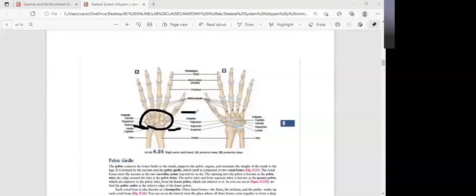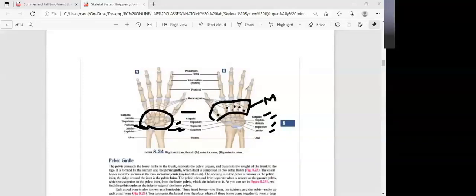In there, you're going to have the triquetrum, trapezium, scaphoid, capitate, hamate, trapezoid, and lunate. These bones form the palm of your hands. These are going to be called metacarpals. We have 5 metacarpals, 1, 2, 3, 4, and 5.